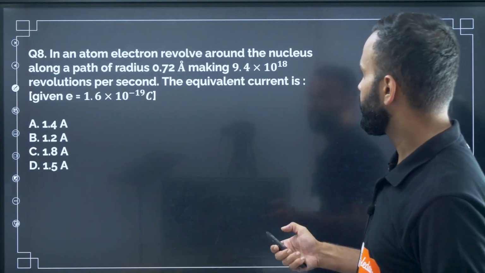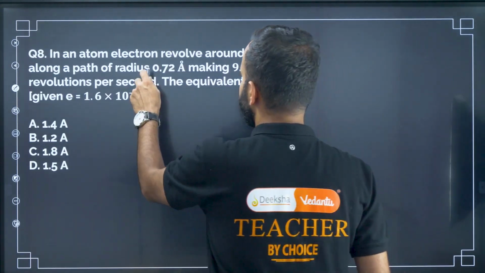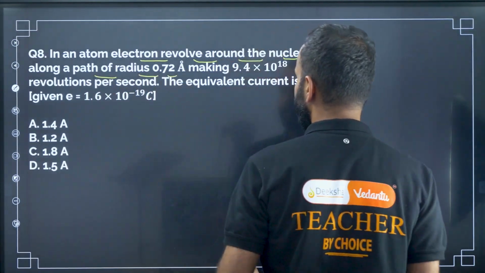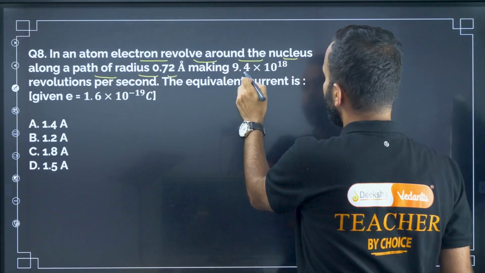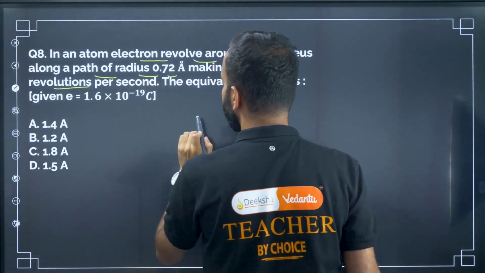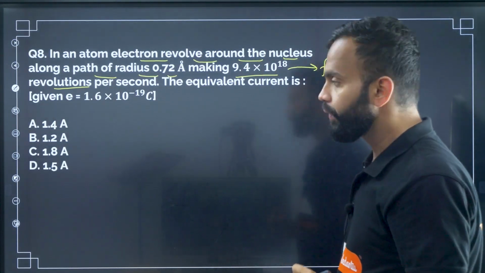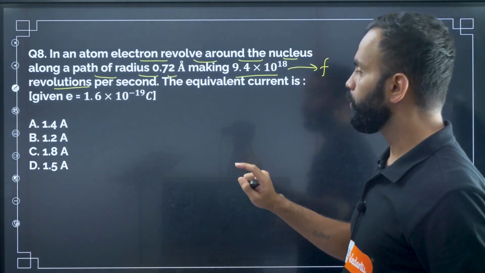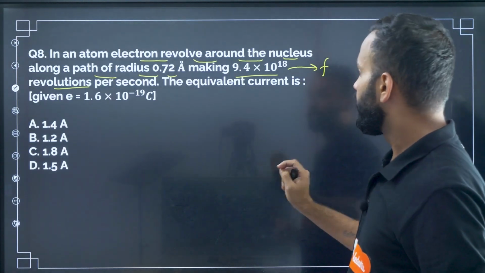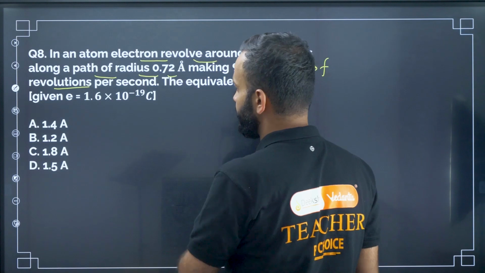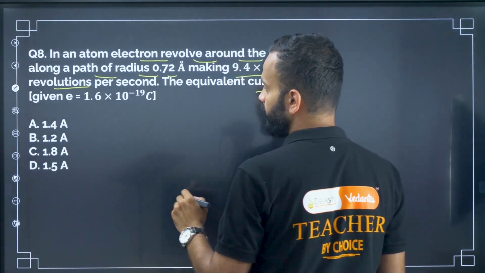Yeah. Next question. Question number 8. In an atom, an electron revolves around the nucleus along a path of radius 0.72 angstrom, making 9.4 into 10 to the power 18 revolutions per second. That is the frequency, so the frequency of the electron is 9.4 into 10 to the power 18 hertz, that is revolutions per second. We need to find the equivalent current.